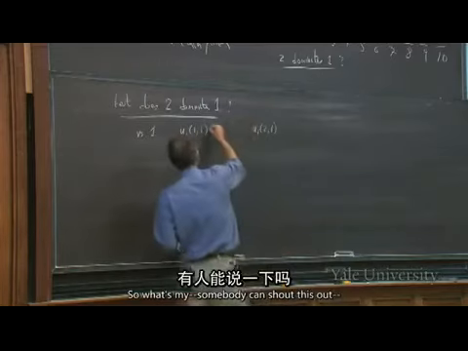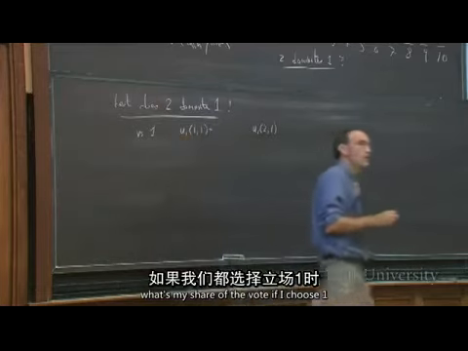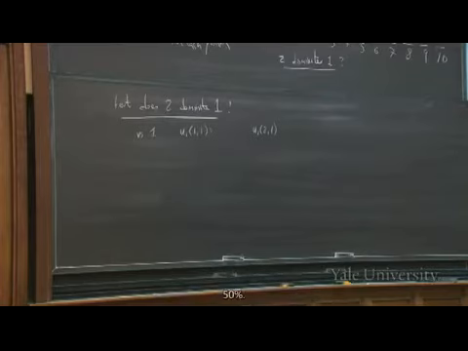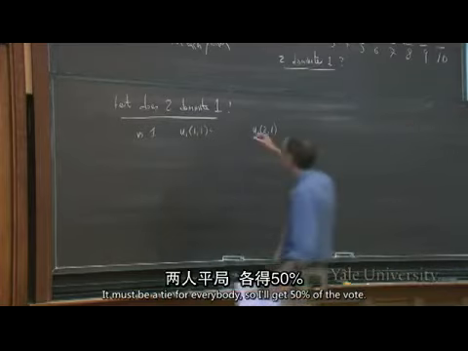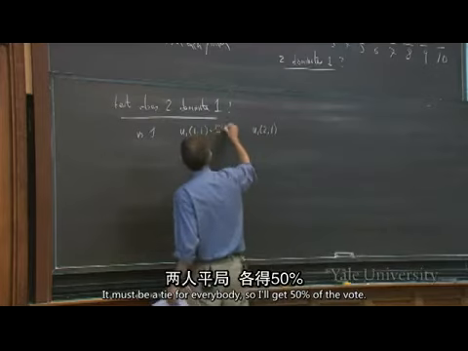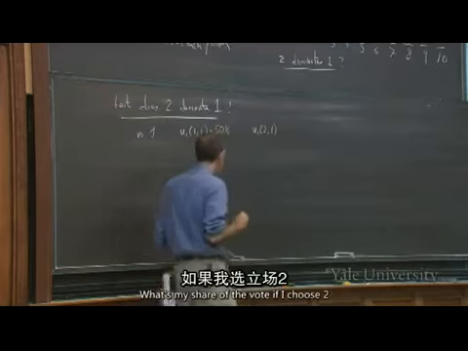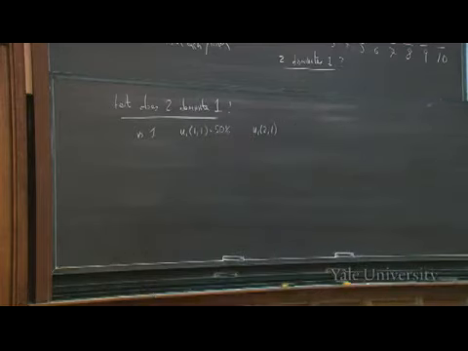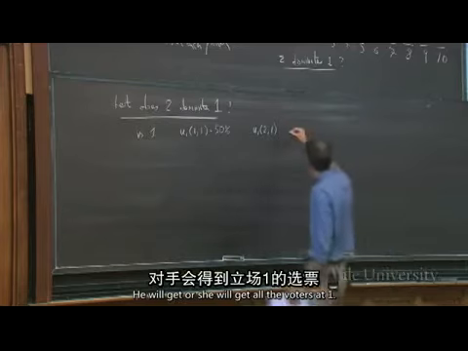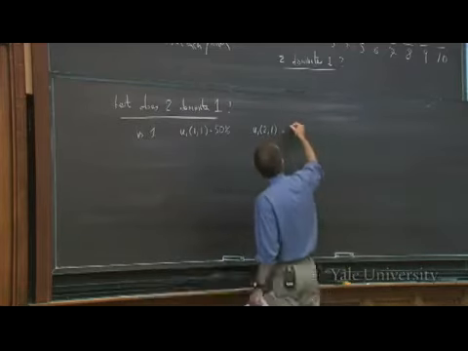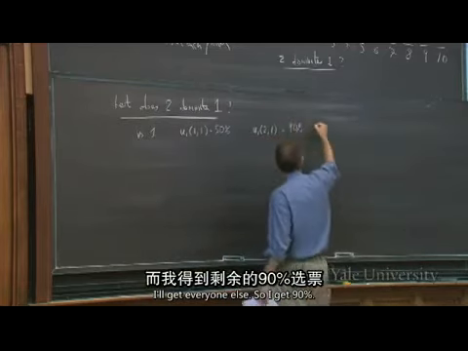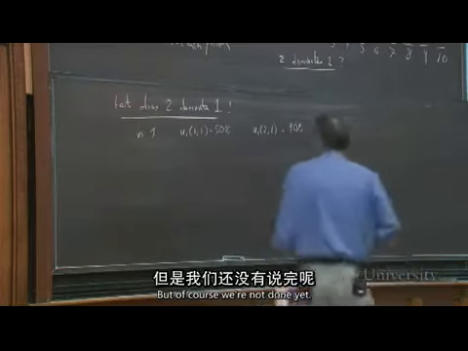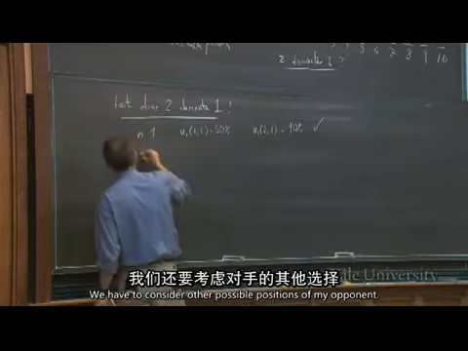So somebody can shout this out. What's my share of the vote if I choose 1 and the other candidate chooses 1? 50%. That was pretty easy, right? Must be a tie for everybody. So I'll get 50% of the vote. And what's my share of the vote if I choose 2 and the other candidate chooses 1? 90%, right? In fact, he will get, or she will get, all the voters at 1. I'll get everyone else. So I get 90%. So in this case, choosing 2 is better than choosing 1. But of course, we're not done yet. We have to consider other possible positions of my opponent.